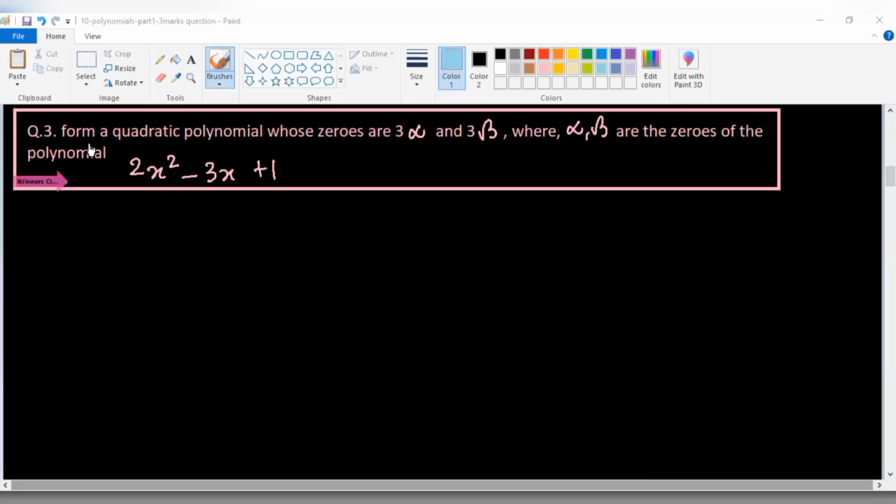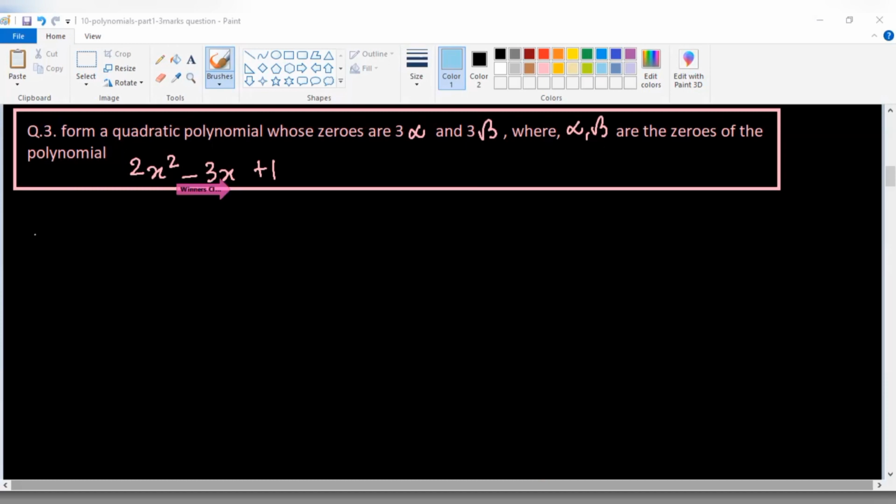This is our third question. Form a quadratic polynomial whose zeros are 3 alpha and 3 beta, where alpha and beta are the zeros of the polynomial 2x square minus 3x plus 1. So we have to form a quadratic equation, right? And the zeros of that new quadratic equation should be 3 alpha and 3 beta.